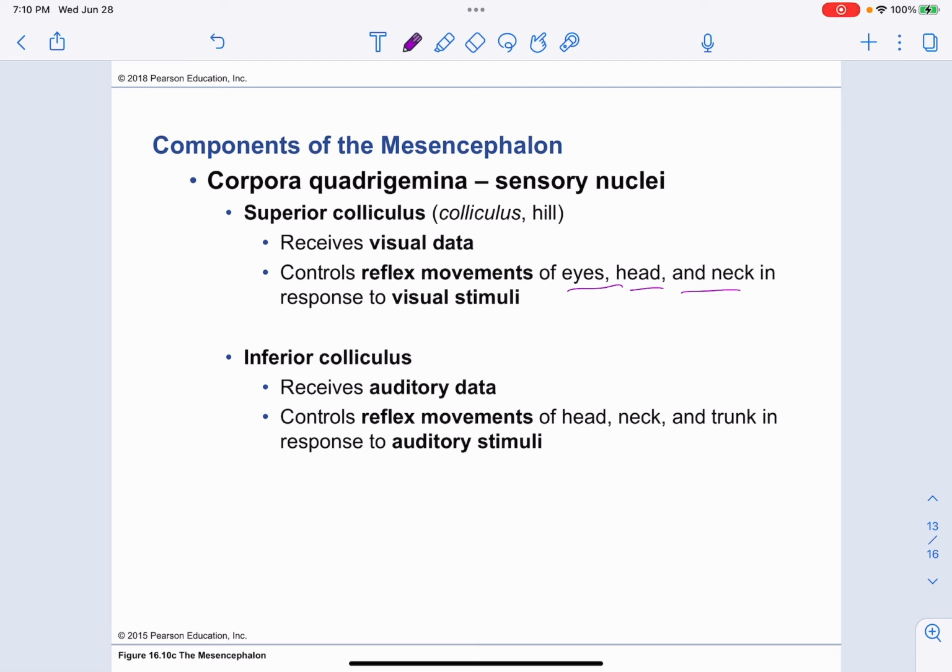And so the inferior colliculus is very similar. It's doing something very similar, but it's receiving auditory data. So hearing, and initiating a reflex again. So again, you're walking in the woods and there's a crash behind you. What do you immediately do? You turn your head, your neck, your upper body, and you look at it to assess what danger is coming at me. And it's that turning of your head and looking at the noise that's a reflex. It's automatic.